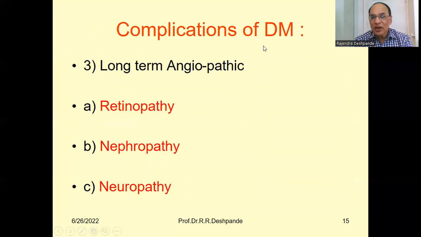Now, long-term complications of diabetes mellitus. They are related with the blood vessels, angiopathic. Also, there may be retinopathy. Retinal vessels will be damaged. The patient can get blindness because of uncontrolled diabetes mellitus. Neuropathy, brain and nerves are damaged. Nephropathy, I'm sorry, this is nephropathy related with the kidney. Kidney will definitely be damaged. CKD, chronic kidney disease, and the patient will require dialysis.